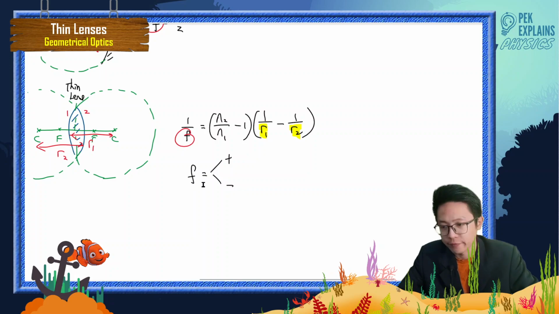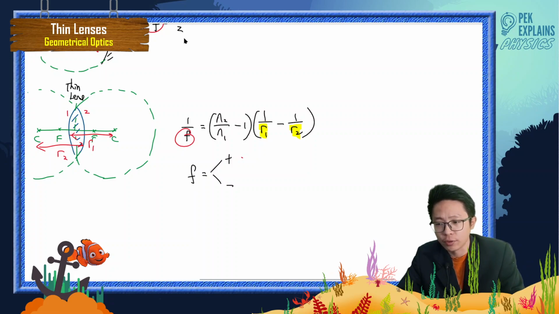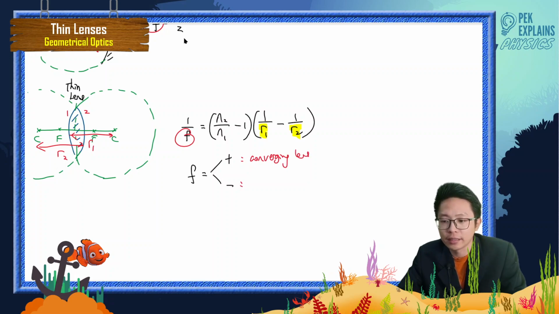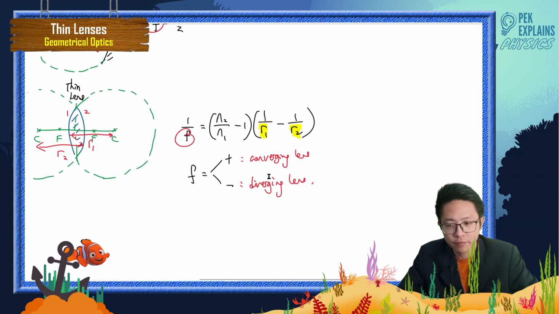The sign of f: if f is positive, we can conclude that this is a converging lens. If f is negative, then it is a diverging lens. That's all we can conclude. If f is positive, converging; if f is negative, diverging.